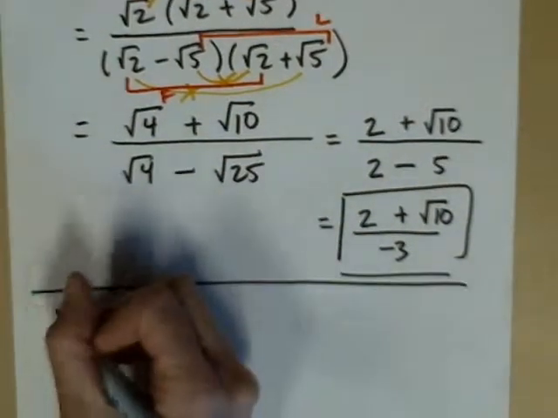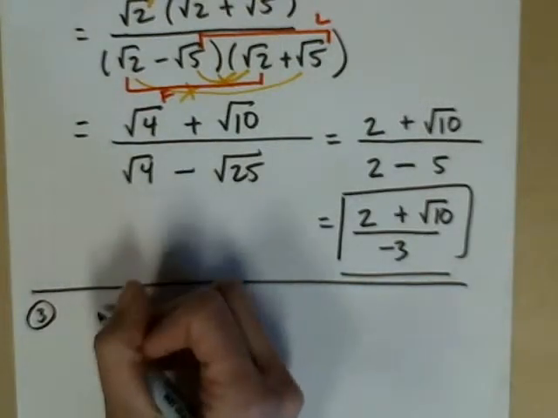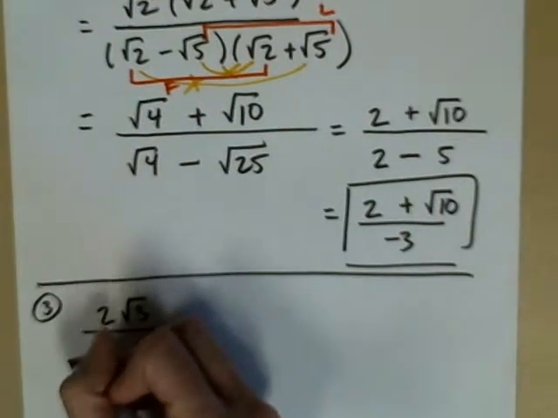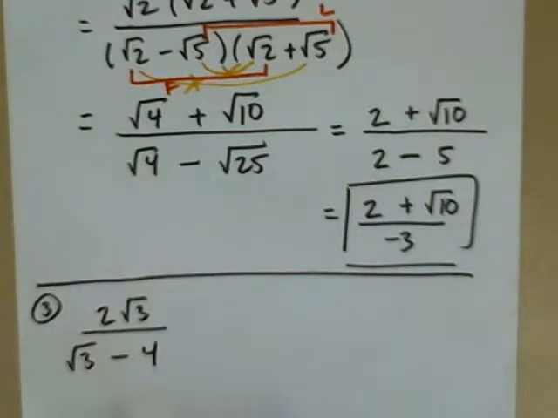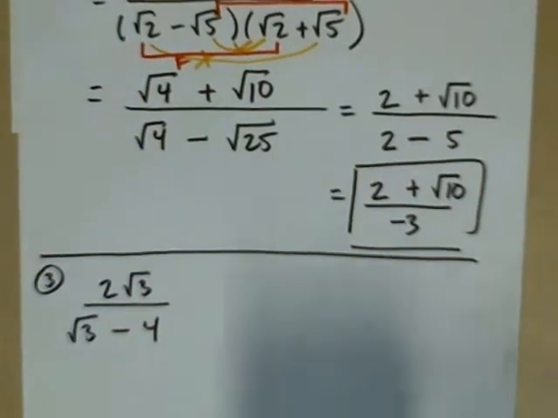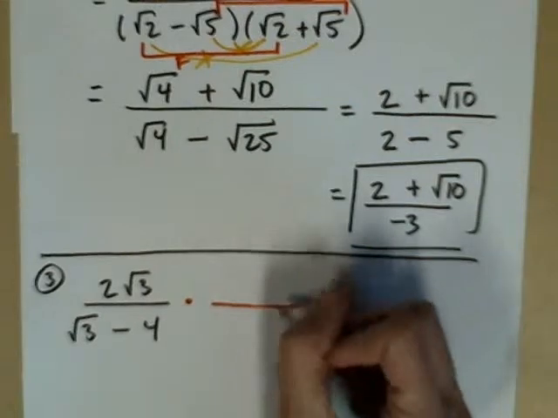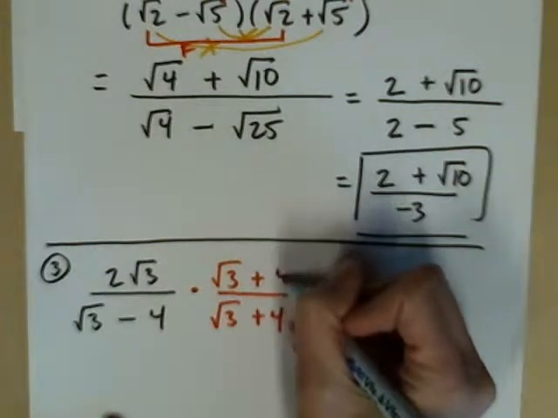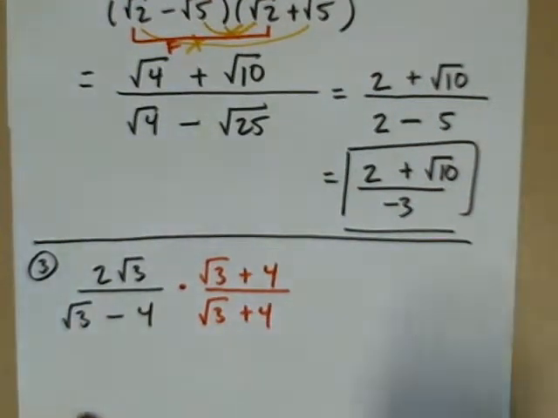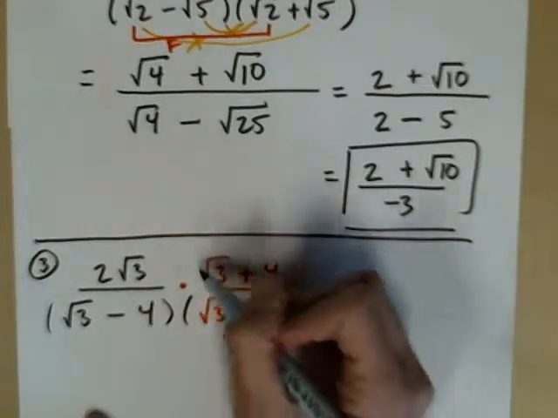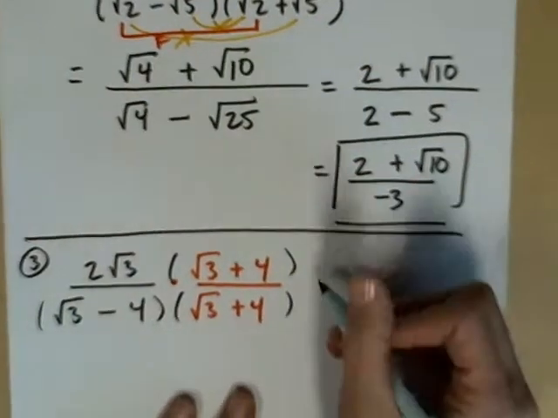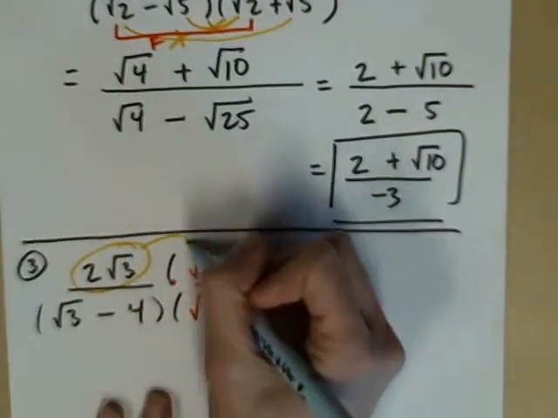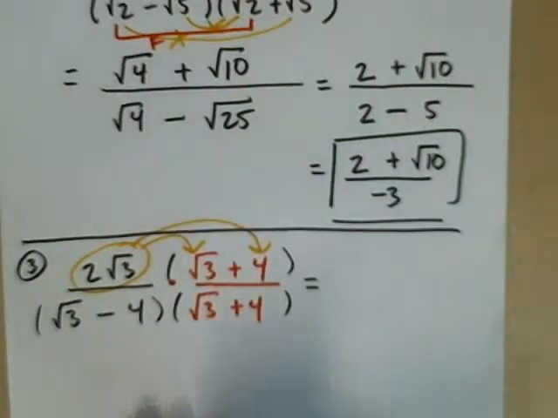Make sure I've got room for it. Number 3. For number 3, let's do 2 radical 3 divided by radical 3 minus 4, and I want to rationalize this. So I'm going to take that denominator and multiply by the sum, radical 3 plus 4. Same in the numerator to keep it equivalent, radical 3 plus 4. I'm going to go ahead and throw parentheses here so I'm not rewriting everything, and we'll go ahead and distribute in that next step.